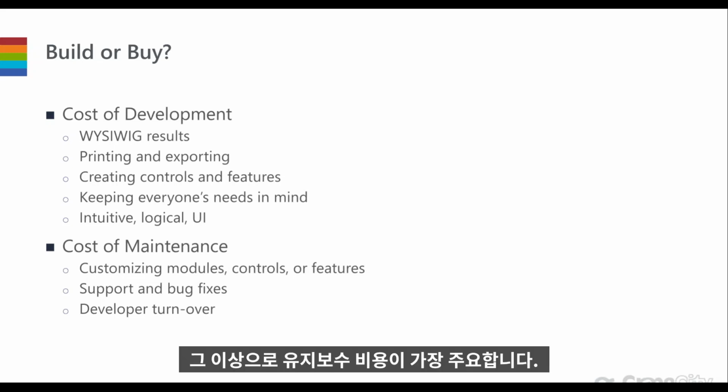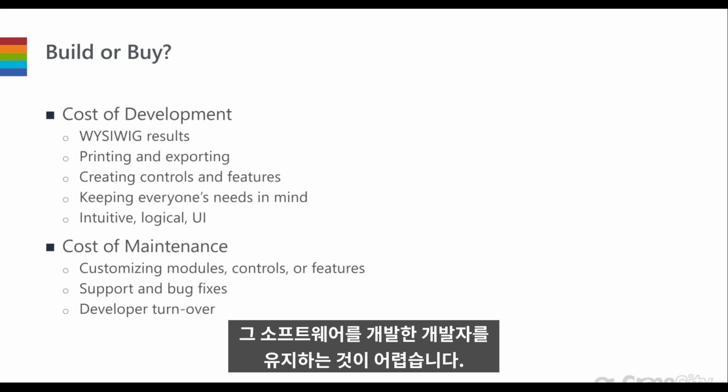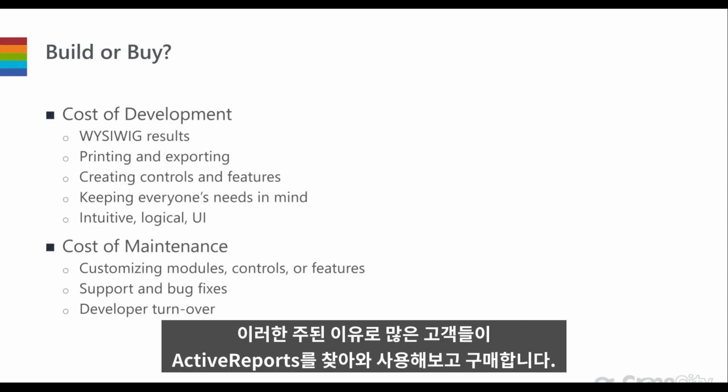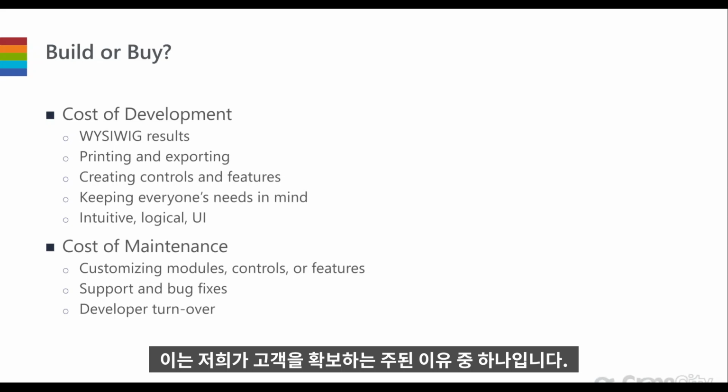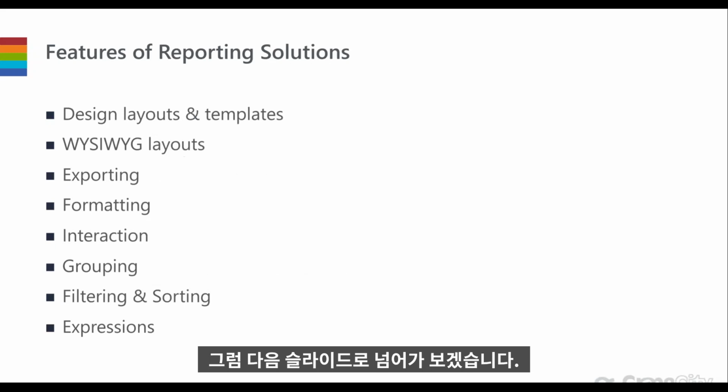And then on top of that is the cost of maintenance, like I mentioned, because a lot of times when companies build their software, they're not able to retain the developer that built it. So they get a new developer, and the developer turnover is a huge cost for them. And these are the main reasons that we have customers always coming to ActiveReports, trying out ActiveReports, and purchasing ActiveReports from us. It's one of the main reasons that we have the customer base that we do. So now we understand the idea of buying versus building. Let's proceed to the next slide.